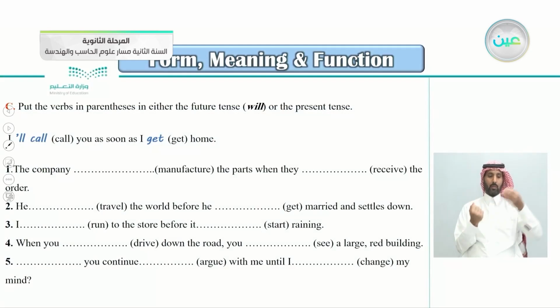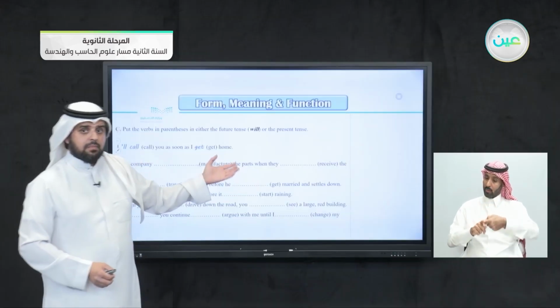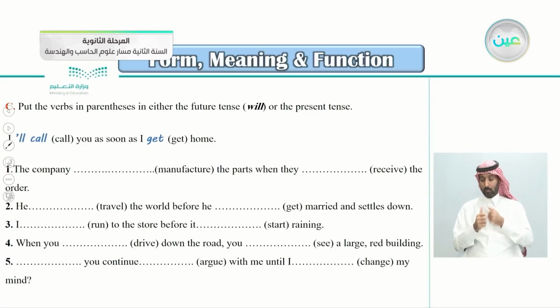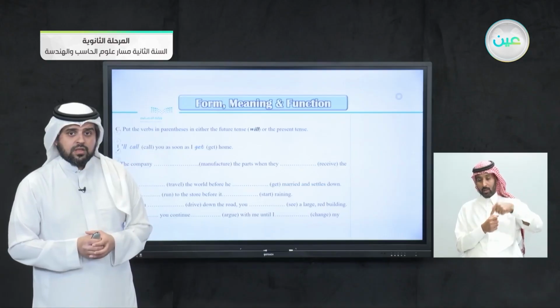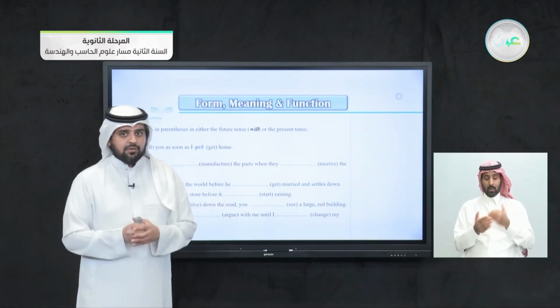Exercise C here, put the verbs in the parentheses in either the future tense, will, or the present tense. The first one is already done here: I'll call you as soon as I get home. Number one, the company manufacture the parts when they receive the order. So here we have two verbs, manufacture and receive. Which one do we use will with? Which one do we use the present form of the verb with? Which one is the main clause and which one is the time clause? This is the real question here.